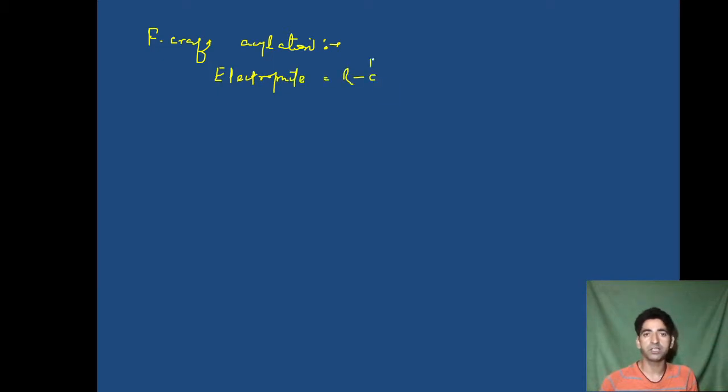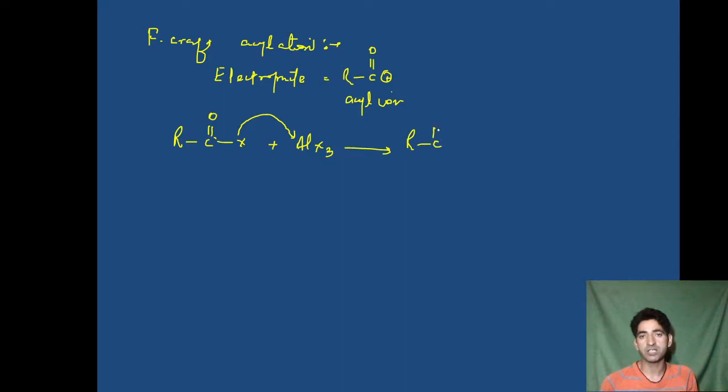Now let us see the Friedel-Crafts acylation reaction. In the acylation reaction, the electrophile is RC double bond O positive. This is called the acylium ion. So the acylium ion is the electrophile, and we first have to generate it. It can be generated from an acyl halide. So this is our acyl halide. If it is treated with a Lewis acid catalyst like AlX3, what will happen? We'll get RC double bond O plus.